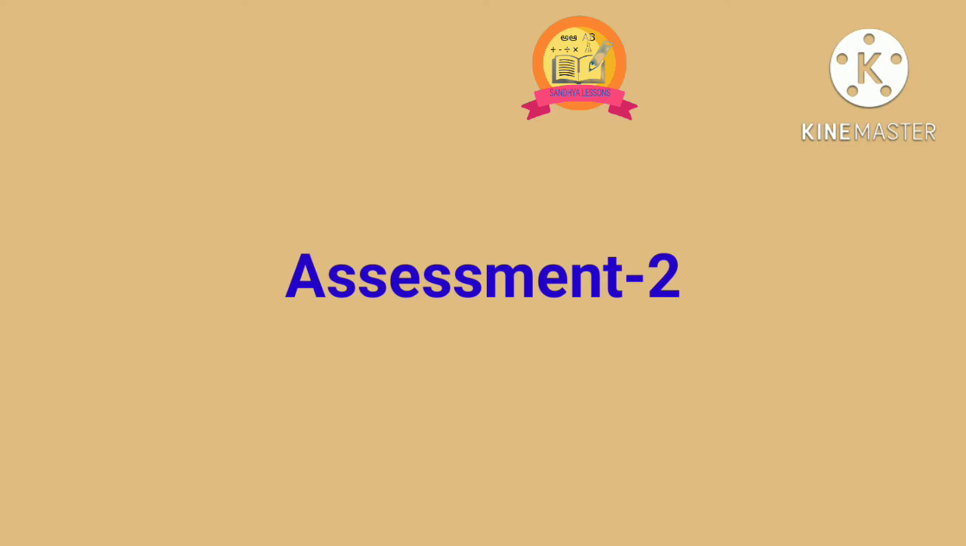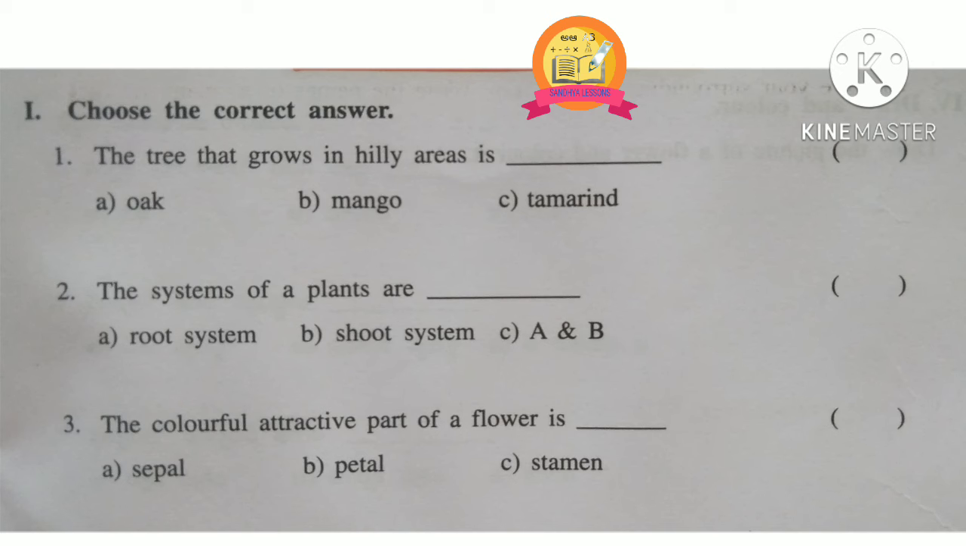Assessment 2. First Roman, choose the correct answer. The tree that grows in hilly areas is oak. The systems of a plant are root system and shoot system. The colorful, attractive part of a flower is petal.